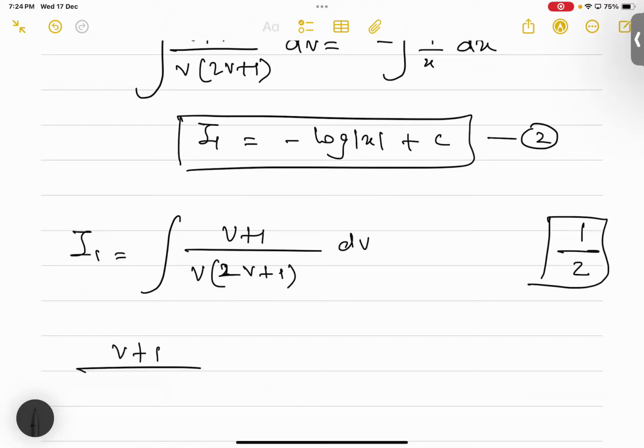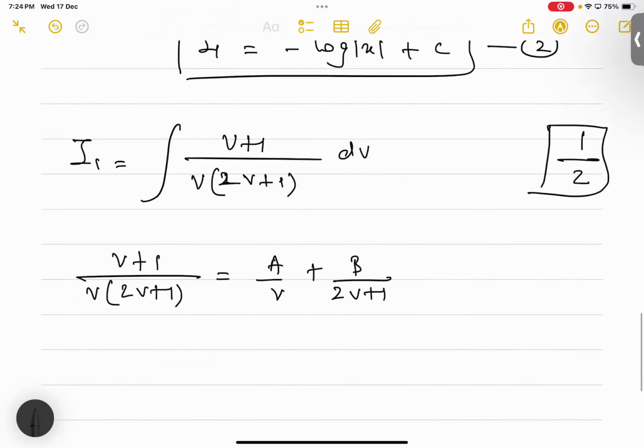V plus 1, v, 2v plus 1, 2v plus 1, a upon v upon 2v plus 1. Do you remember a little? A, B values. C is not there because the third factor is not there. So this is a linear factor, partial fraction type 1, which we had done in integration. Distinguished linear factors.